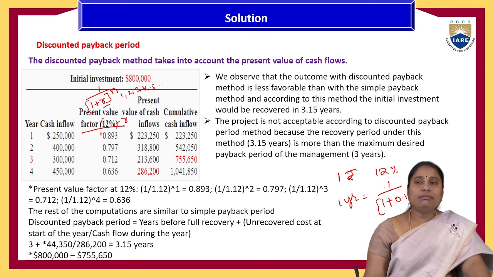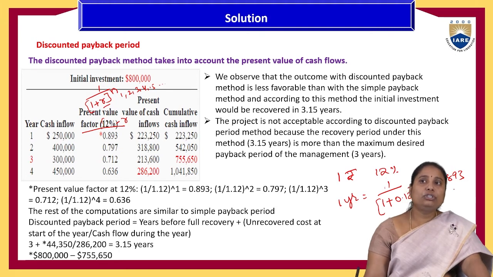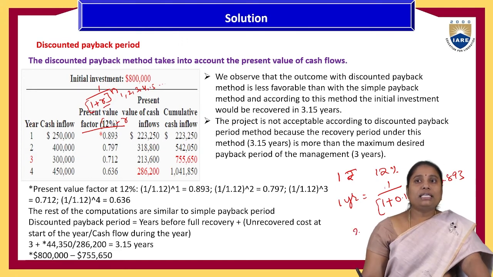So this given value will be called that. 0.893 means the value of the rupee is reduced to 0.893 because its 12% value is reduced. Then after the second year, if we want to know its value, it is 1 divided by 1 plus 0.12 whole square. So that value is 0.797.